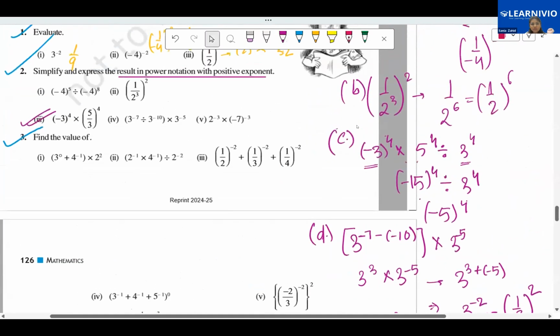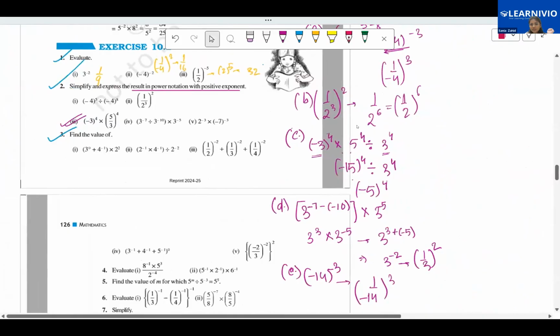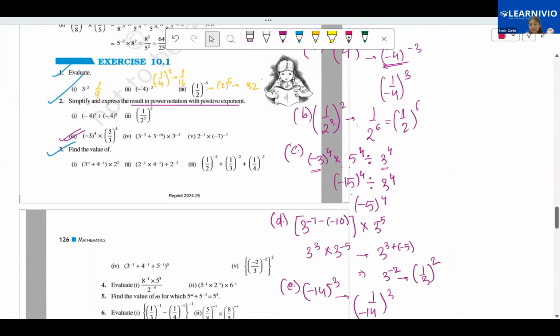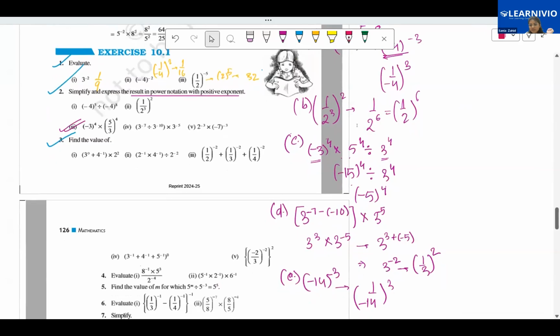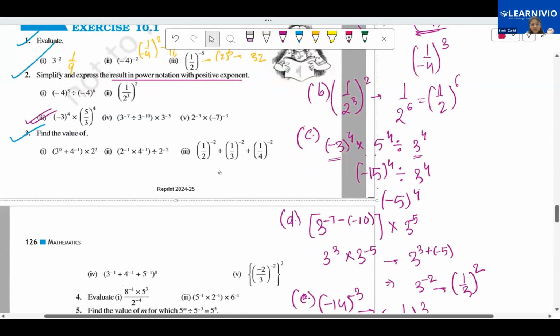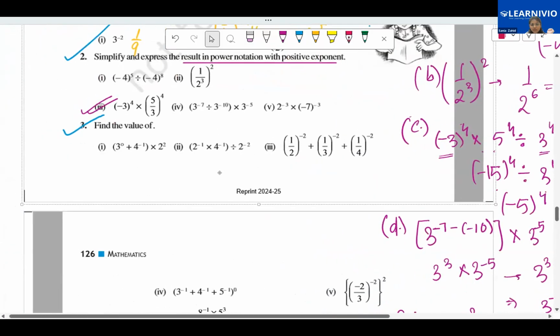So this is how we solve the second question. Are you getting correct answers for the second one? Please tell me, did you all get correct answers for the second question? Yes, ma'am. Okay.